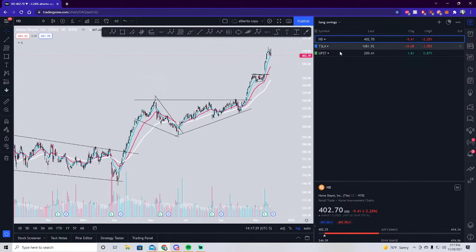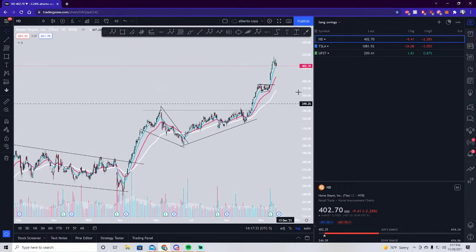So I have three examples here, three different tickers that I'll be going over. And the first one here is Home Depot.